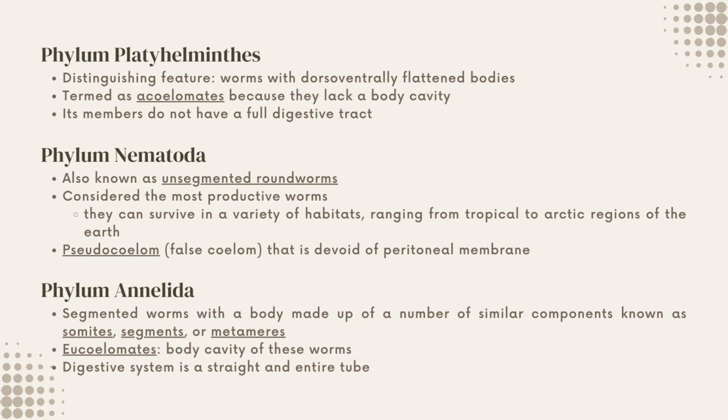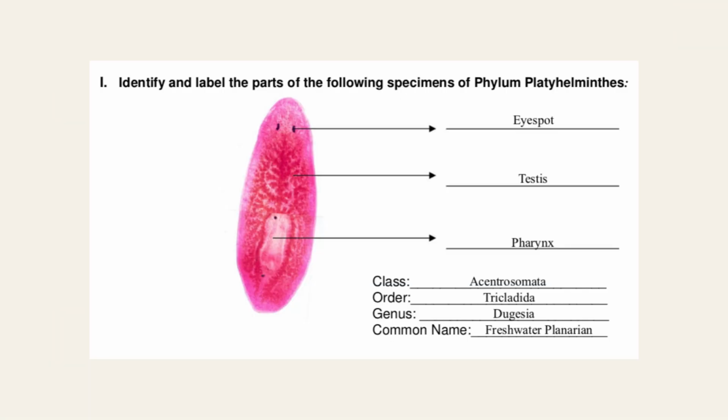Finally, annelids are segmented worms with a body made up of a number of similar components known as somites, segments, or metameres. Peritoneum lines the real coelom, or body cavity of these worms. These are referred to as eucoelomates. Their digestive system is a straight and entire tube with the mouth anterior and ventrally positioned and the anus posterior and dorsal. For part 1, we have to identify and label the parts of the specimen of phylum Platyhelminthes.